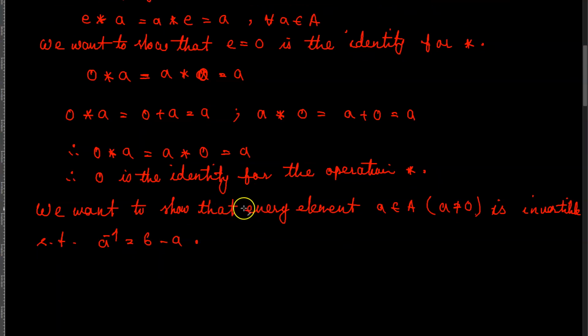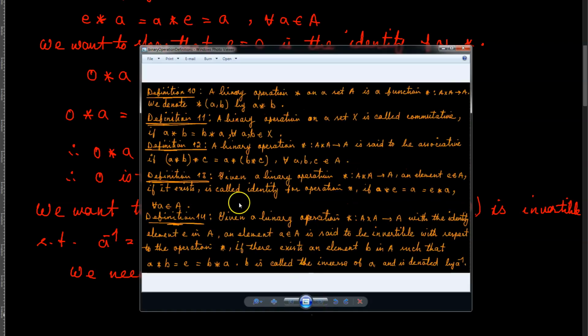Now what that means is that, basically, we need to show that, based on this definition that we had here. Here we said that given a binary operation star on a set A with the identity element E in A, an element A belonging to A is said to be invertible with respect to the operation star if there exists an element B in A such that A star B is equal to B star A is equal to E, and then B is called the inverse of A, right?